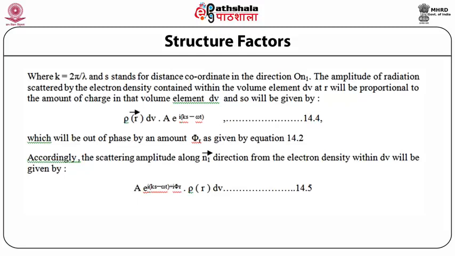The amplitude of radiation scattered by the electron density contained within the volume element dV at r will be proportional to the amount of charge in that volume element dV, and so will be given by rho(r vector) dV dot A exponential of i(Ks minus omega t), which is expressed by equation 14.4, and which will be out of phase by an amount phi(r) as given by equation 14.2. Accordingly, the scattering amplitude along the n1 direction from the electron density within dV will be given by A exponential of i(Ks minus omega t plus phi(r)) dot rho(r) dV, which is expressed as equation number 14.5.